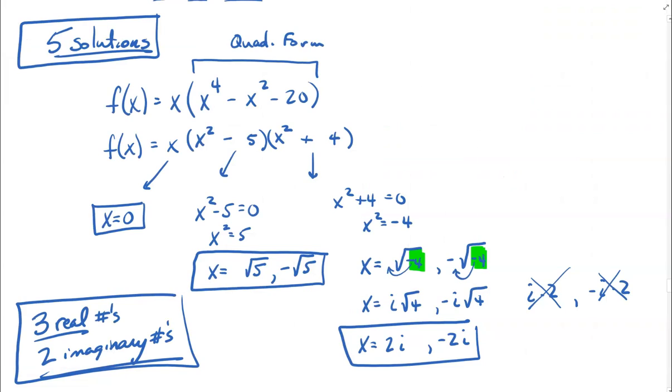Well, take a look at our work. We said that there's a solution at 0. We saw that on our x-axis. And there should be two other real number solutions that we see on our x-axis as well.